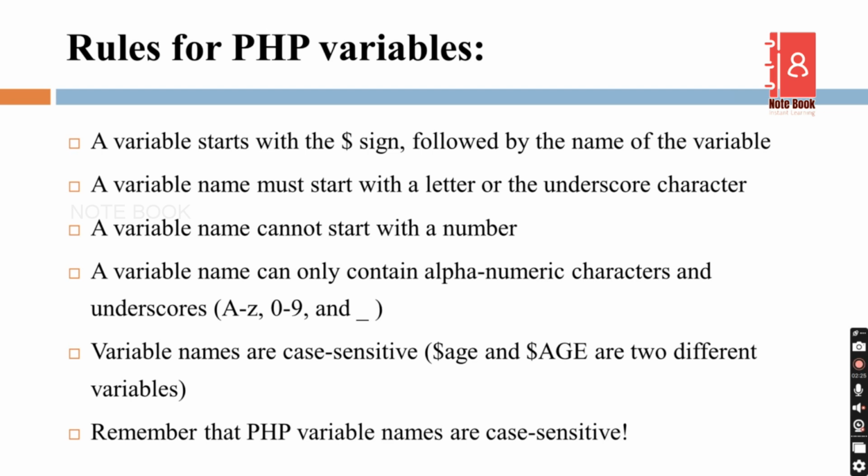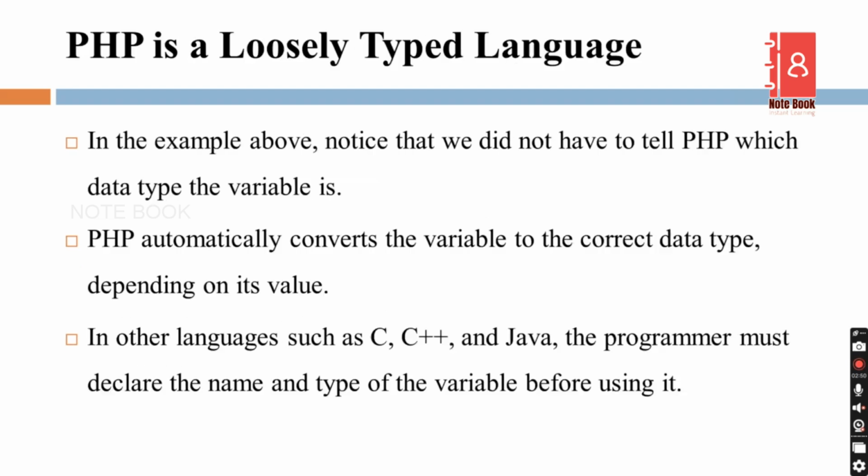Rules for PHP variables. A variable starts with a dollar sign followed by the name of the variable, and it must start with a letter or underscore. It cannot start with a number. The name can contain only alphanumeric characters and underscores, like A to Z, 0 to 9 and underscore. Variable names are case sensitive, and remember that PHP variable names are always case sensitive.